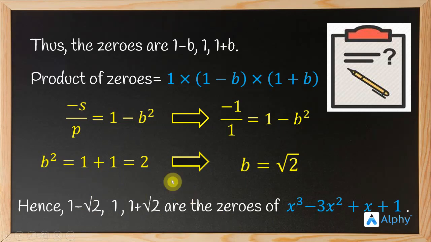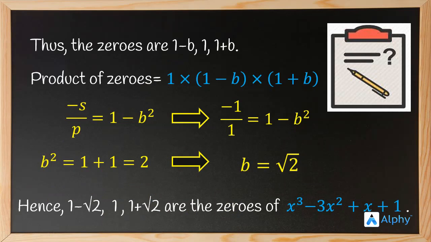So we have just solved this particular equation and we have got the value of b as root 2, and when we put it in the final expression that we were given in the question, we have the 3 zeros of the given polynomial. I hope that now you are able to understand how to solve this question and in what manner you had to approach it.